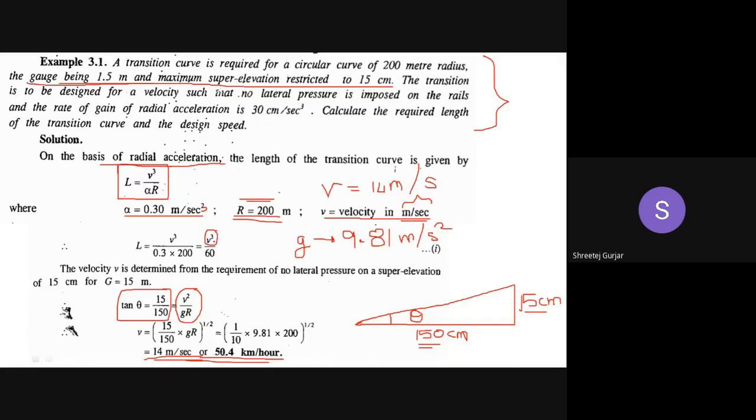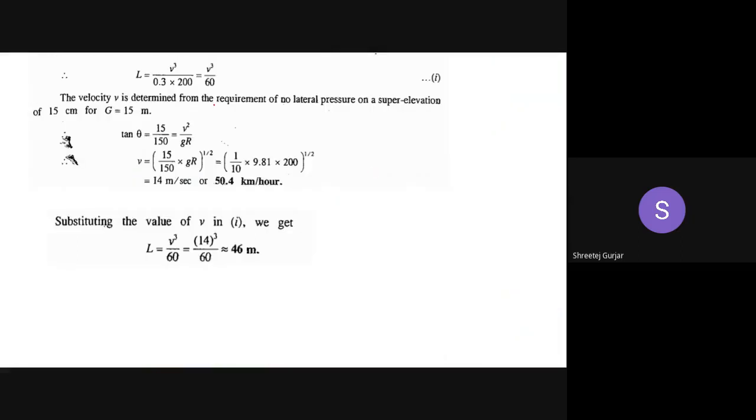Okay, now we know the velocity. Now we can easily calculate the length of the transition curve. Length of the transition curve is equal to what? L is equal to V cube by alpha R. Right, so everything is known.